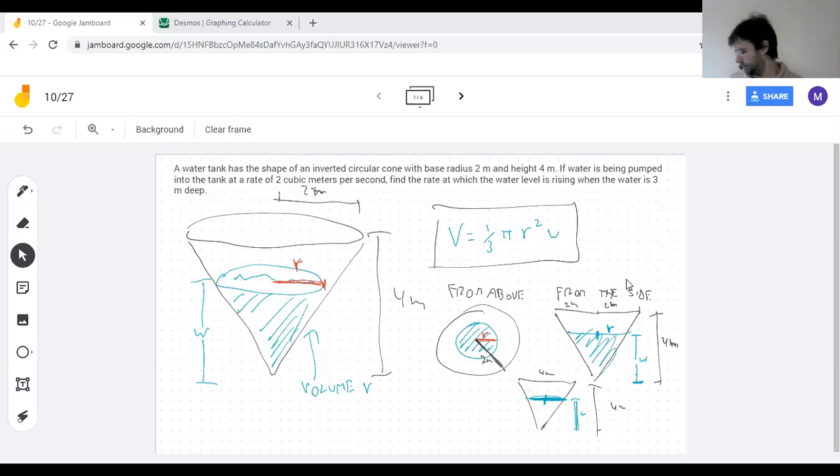Well, aren't we trying to find how fast it's rising at any particular point? I'm trying to find, okay, you're right. What I'm trying to find is dW with respect to dt.